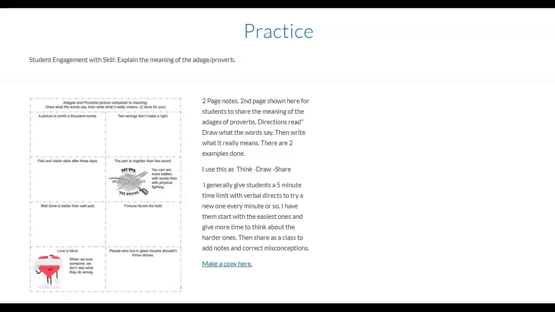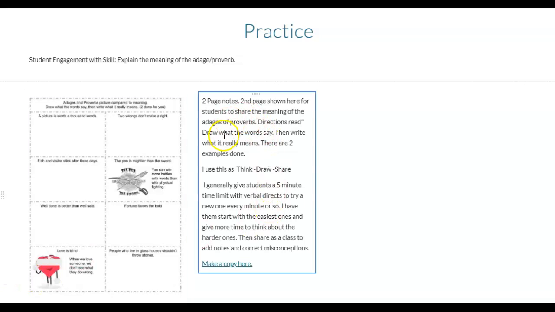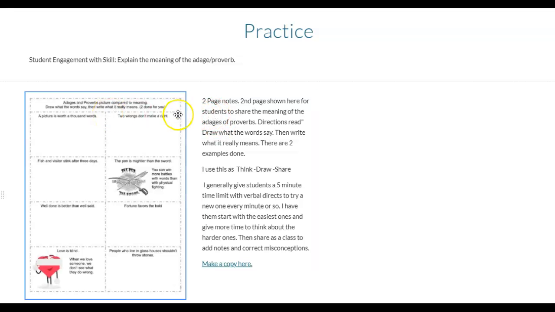Practice section for the skill: explain the meaning of the adage or proverb. I had a 2-page slides that were set up to be printed on 8.5 by 11 pieces of paper. And this is the note that I left for the other teachers, letting them know that it's 2 pages of notes. This is the second page.